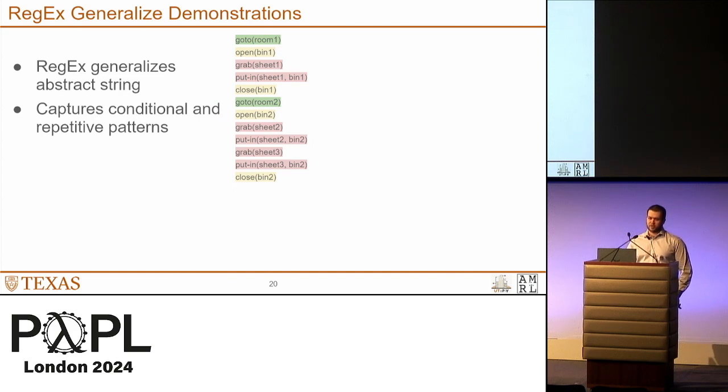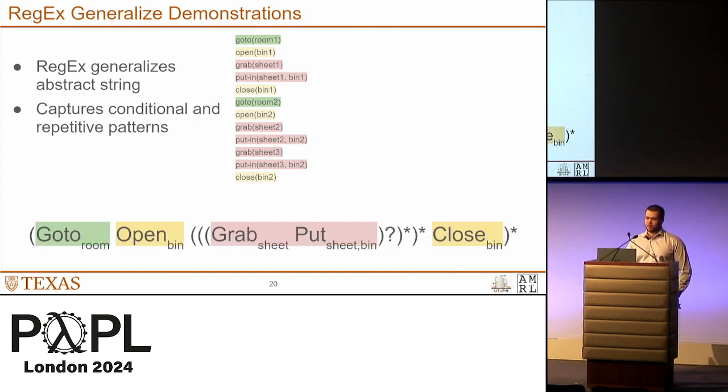in the demonstration. For example, when using an off-the-shelf learner, this is the expression that was learned from the given demonstration above. As you can see, the pattern in the demonstration is captured by the regex. In both rooms, a goto is followed by a bin opening, which is also followed by a group of actions responsible for picking up and placing sheets. And lastly, the bin is closed before leaving the room. All of this is picked up in the regular expression that's learned.